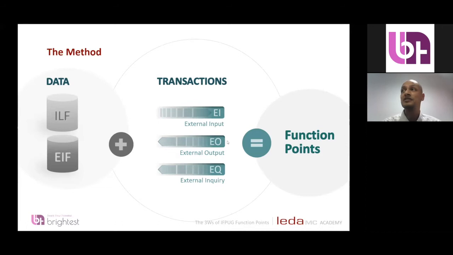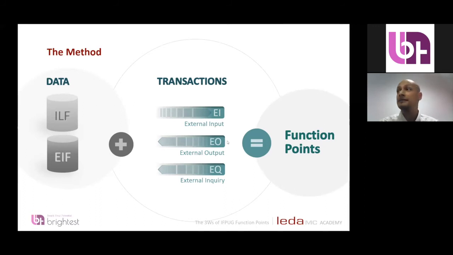Now going to the middle part, the transactions, we have three types: the external input, the external output, and the external inquiry. The main goal of the external input is to maintain an ILF, an internal logical file, getting data from the outside to the inside. The main goal of the other two, the external output and the external inquiry, is to send data from the inside to the outside. But the particular thing that differentiates these two types is that the external output is going to transform data, while the external inquiry is just going to take a picture of whatever is inside the application and show it to the end user.